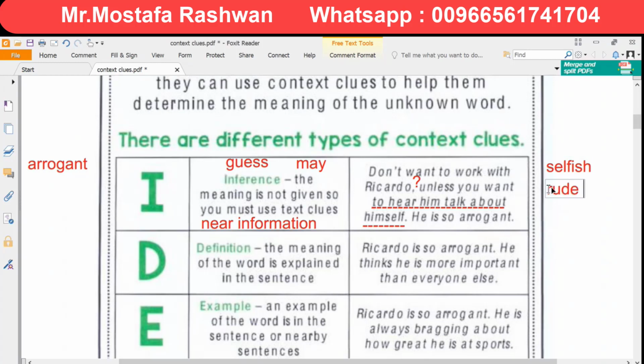Somebody is rude. But if you found it here, he said he is arrogant. Strange? No, no, not strange. It means here, what I mean, I'm always talking about myself. It means I always only see myself.